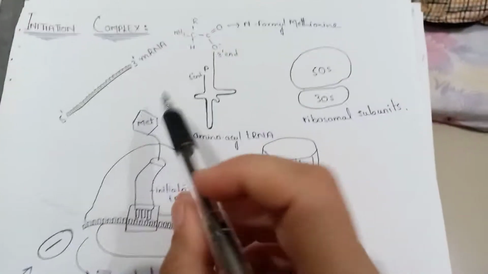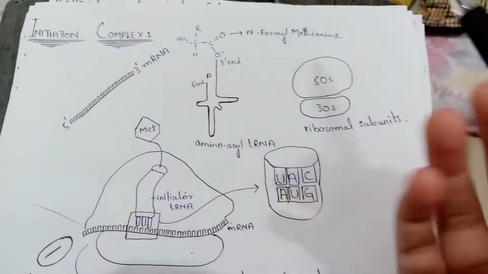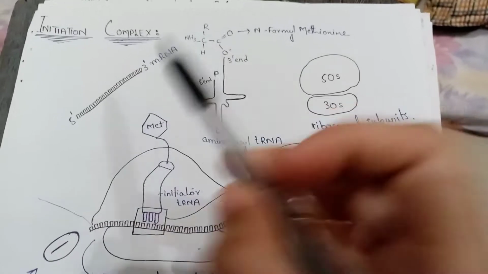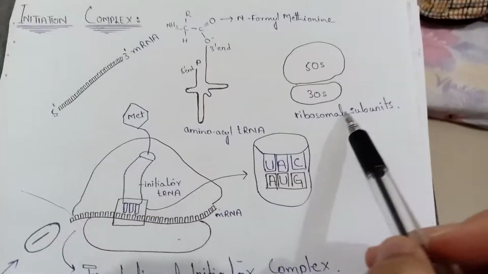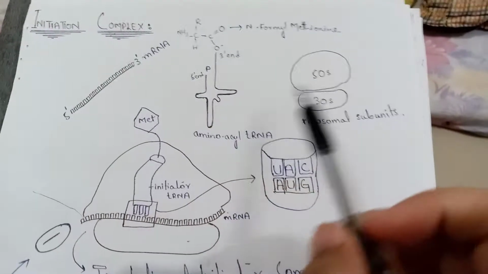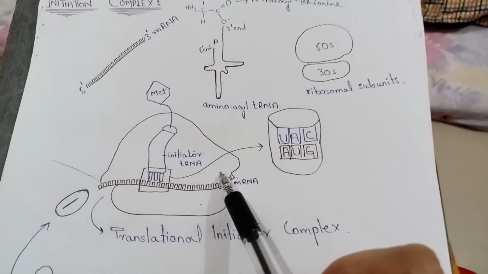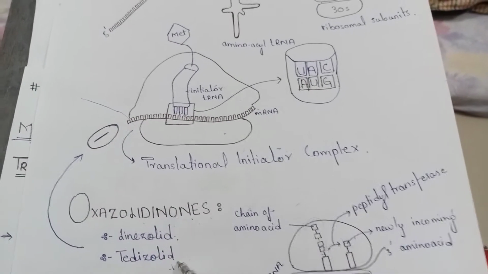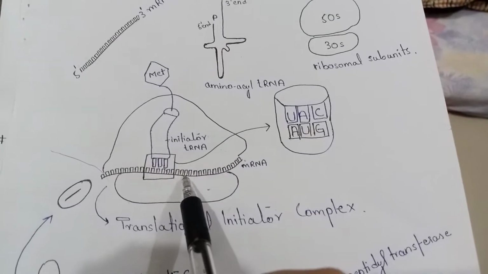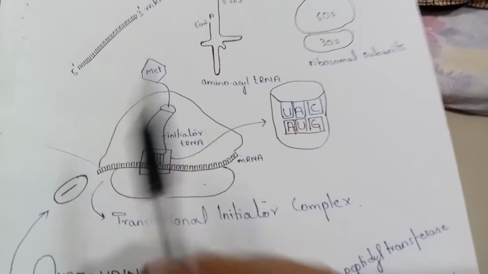Now moving onwards, we have the initiation complex. What an initiation complex is, it is basically the combination of mRNA, aminoacyl tRNA and the ribosomal subunit. When they all are combined, they form the initiation complex. So the oxazolidinones, which include linezolid and tedizolid, will inhibit the formation of the initiation complex, right?